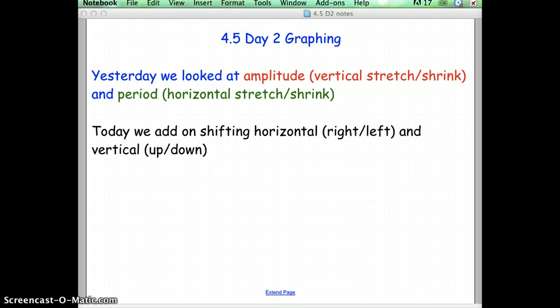All right, so yesterday we looked at the amplitude, which is how high up and down the bumps go, and then the period, which is a horizontal stretching and shrinking, like a slinky stretching and shrinking or an accordion. Now today what we're going to look at is shifting left and right and up and down, and what makes the graph do those things.